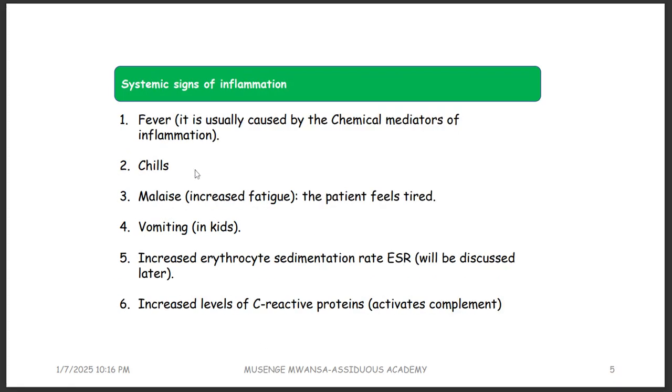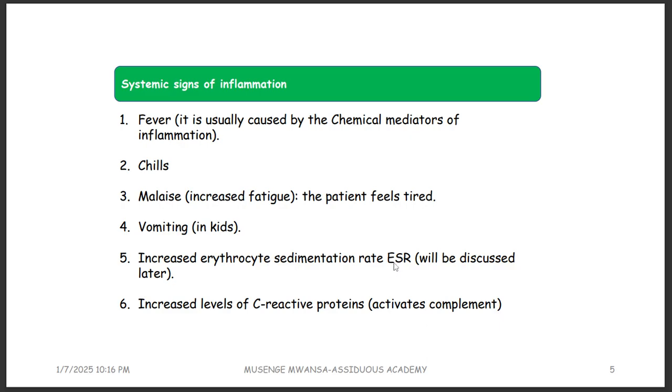There are also systemic signs of inflammation. Those were cardinal signs. Systemic signs. So systemic means what happens in the entire body. If someone has inflammation, what is going to happen? There's going to be fever, and this fever is actually caused by chemical mediators of inflammation. We're going to talk about them. There will be chills, malaise. Malaise is you just don't feel fine. Like you don't know the cause, but you just don't feel fine. Increased fatigue. And there can also be vomiting in kids.